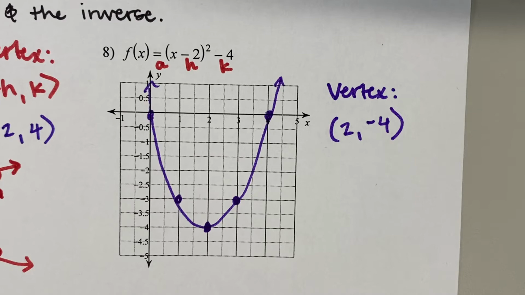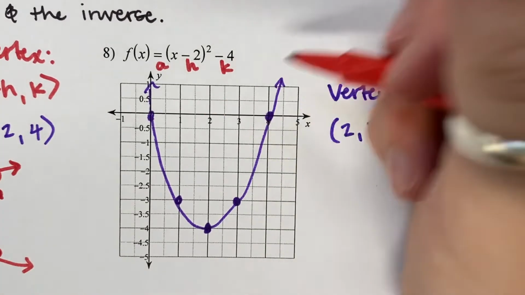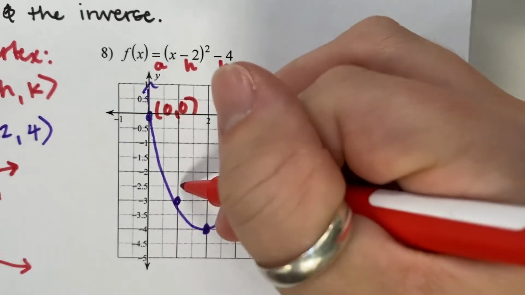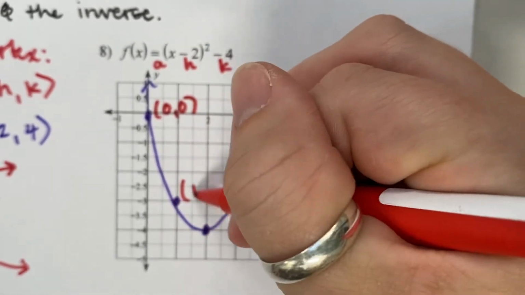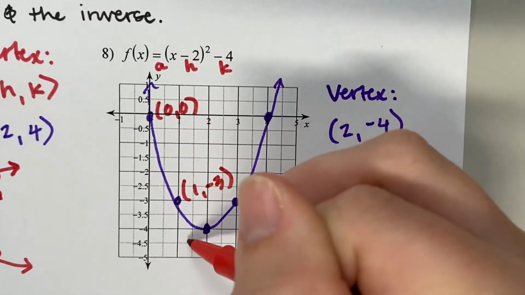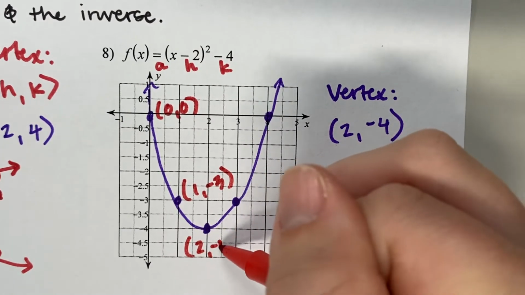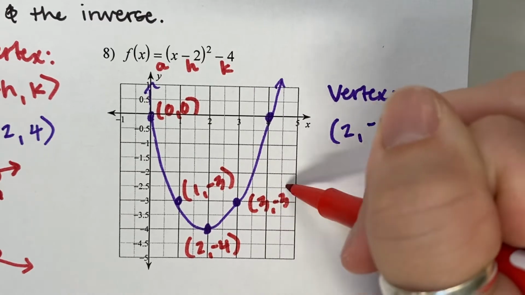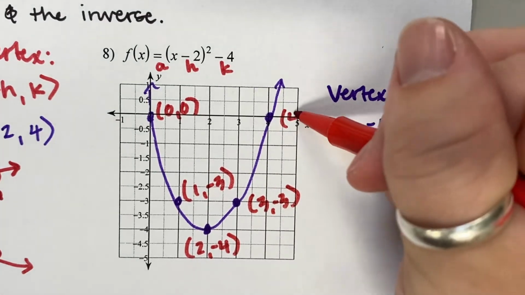Okay, so we need to invert it to graph its inverse. So let's go ahead and identify these coordinate points. This guy right here is 0, 0. This guy is 1, -3. This guy is our vertex of 2, -4. This guy is 3, -3. This guy is 4, 0.